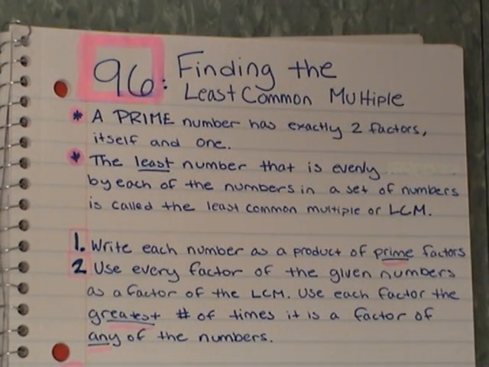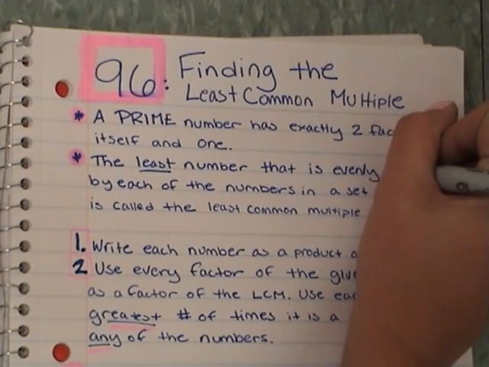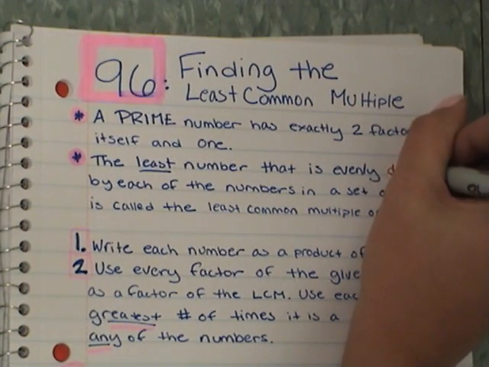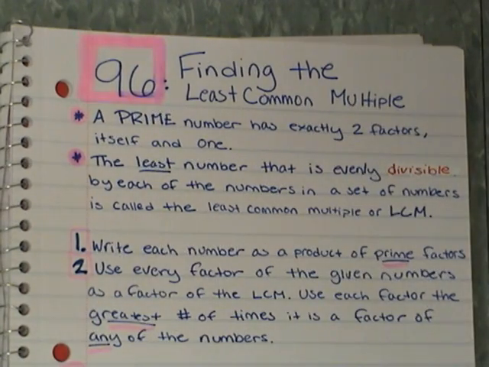The first one, a prime number, we know this, has exactly two factors, itself and 1. And then the least number that is evenly divisible by each of the numbers in a set of numbers is called the least common multiple. So when we're done, each of these numbers can fit in evenly with this bigger number that we're dealing with.